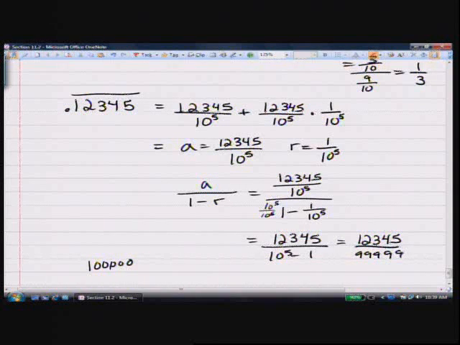All right, type that into your calculator. 1, 2, 3, 4, 5 divided by 99999. If you don't get 0.12345, then I'm stopping. Does it work? Yeah. Yep. Did it work, Brandon? Is it working? Yes?